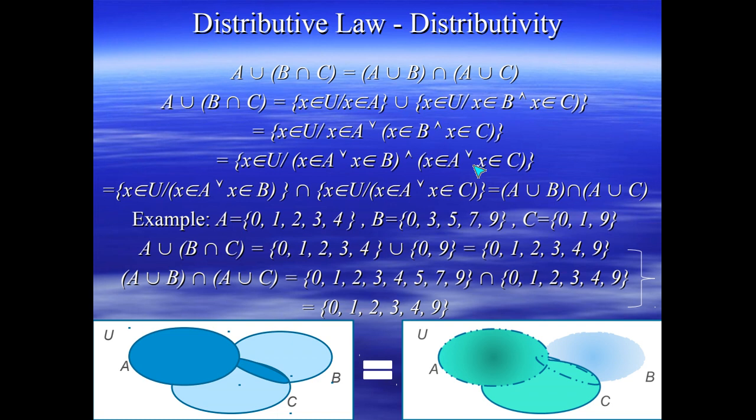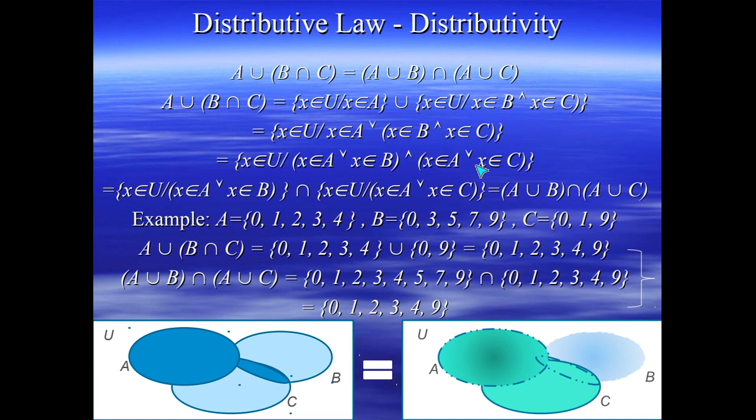What is it? Let's see. In the numeric example, we have again the universal set as the Arabic numerals from 0 to 9. We obtain A, which is 0, 1, 2, 3, 4. B is 0, 3, 5, 7, 9. And C is 0, 1, 9. What is A union (B intersection C) in parentheses? A is 0, 1, 2, 3, 4. B intersection C are the common elements of B and C, which is 0 and 9. All right. This union 0, 1, 2, 3, 4 is 0, 1, 2, 3, 4, 9. Without counting 0 double, of course.